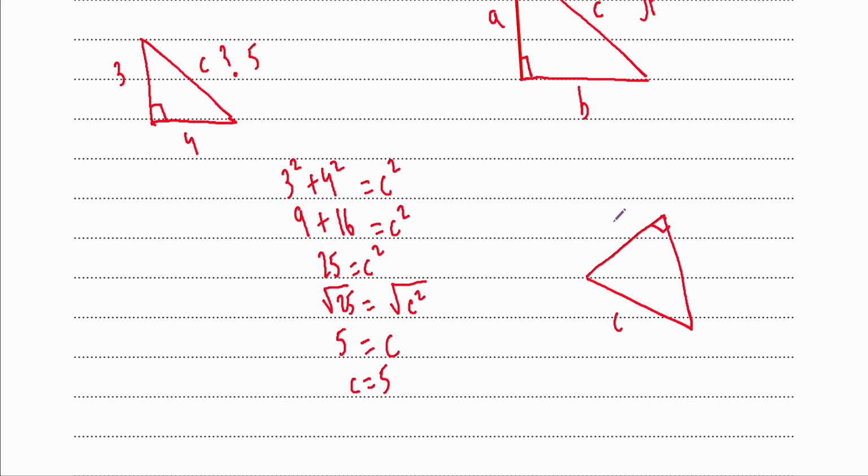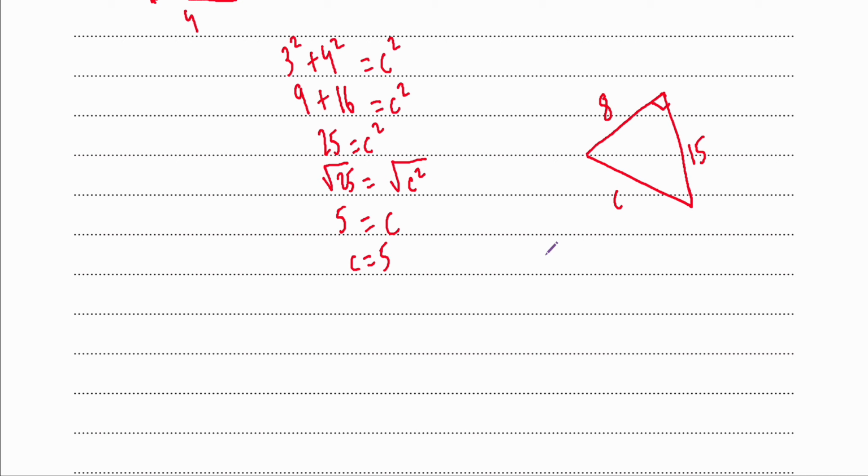So let's say I gave you the numbers 8 and 15, and I wanted you to find C. How would you do that? Well, you have 8 squared plus 15 squared is equal to c squared. What's 8 squared? 8 squared is 64, plus 15 squared is 225, and that is equal to c squared. Now what's 225 plus 64? That is 289. So you have 289 is equal to c squared, and you take the square root of that, then you get c is equal to the square root of 289.